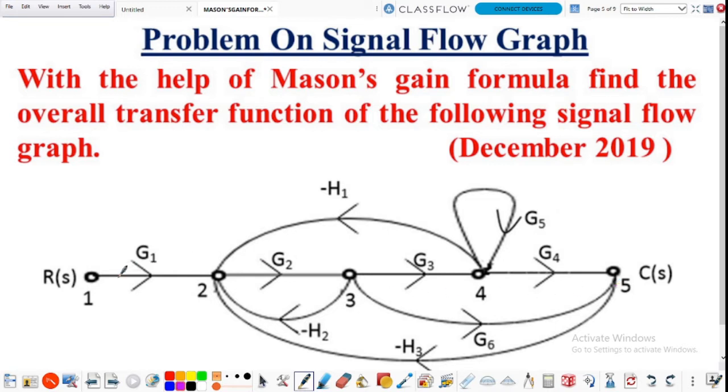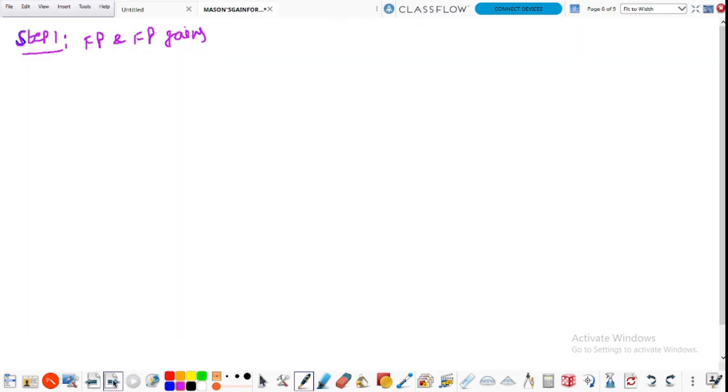Now here, 1 to 2, 2 to 3, 3 to 4, 4 to 5, that is the first forward path. And identify the second forward path: 1 to 2, 2 to 3, 3 to 5. That is the second forward path. Therefore, in the given signal flow graph, the total number of forward paths is 2. So k is equal to 2.